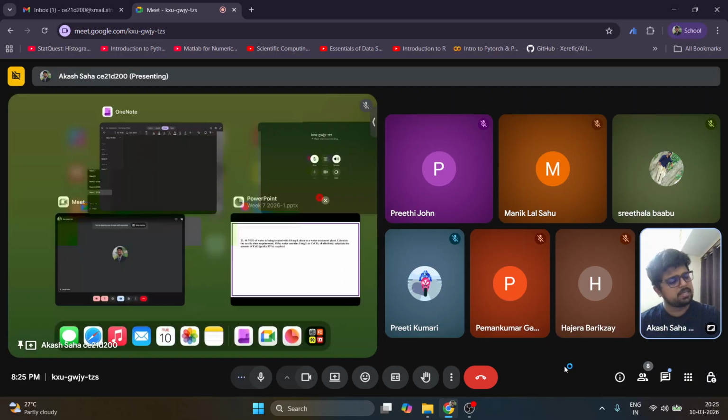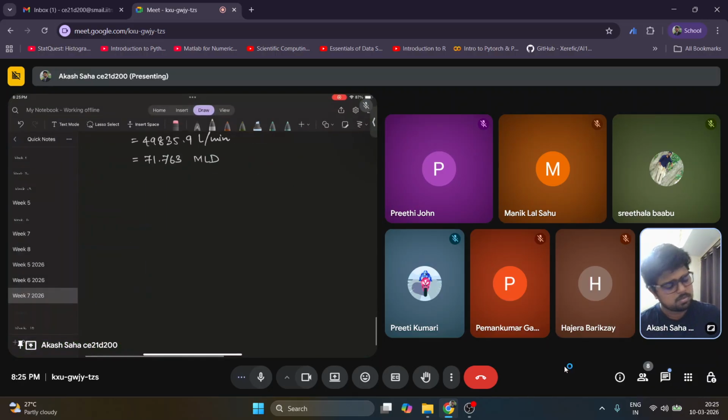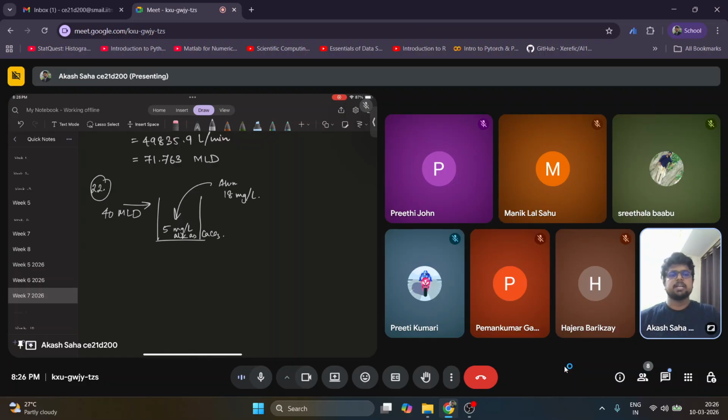So here what is happening is we have a reactor where some 40 MLD of discharge is coming, and we are adding alum. We are adding alum of 18 milligram per liter, and in the system there is already 5 milligram per liter of alkalinity as CaCO3. It's already there because alum will react with alkalinity. So first let us find out the quantity of alum required.